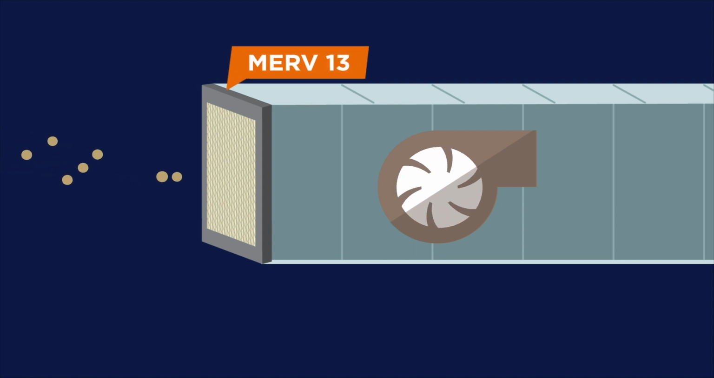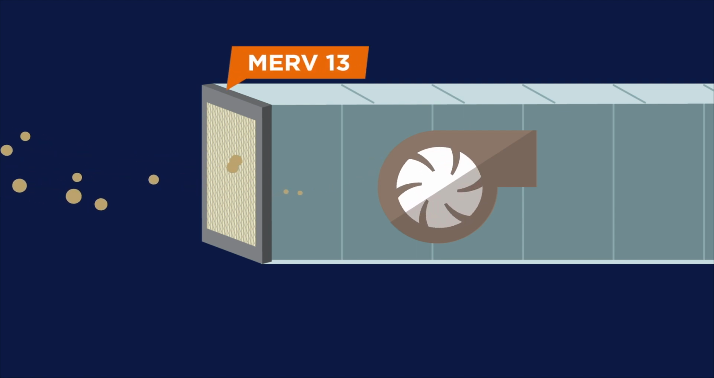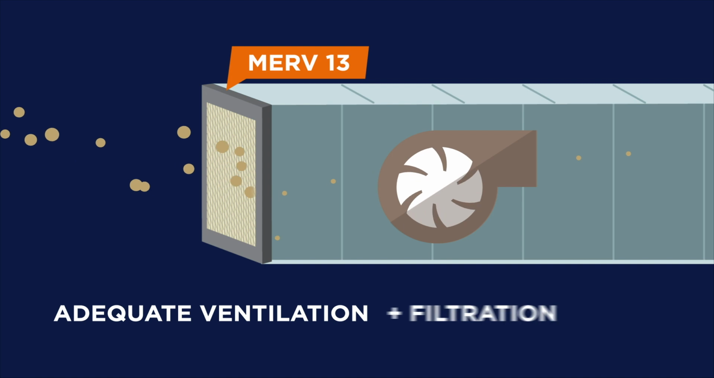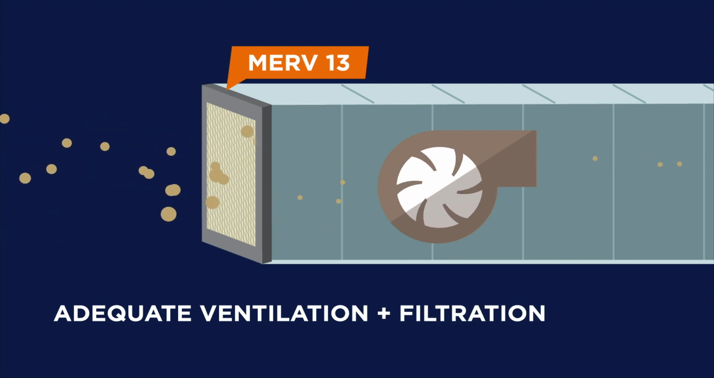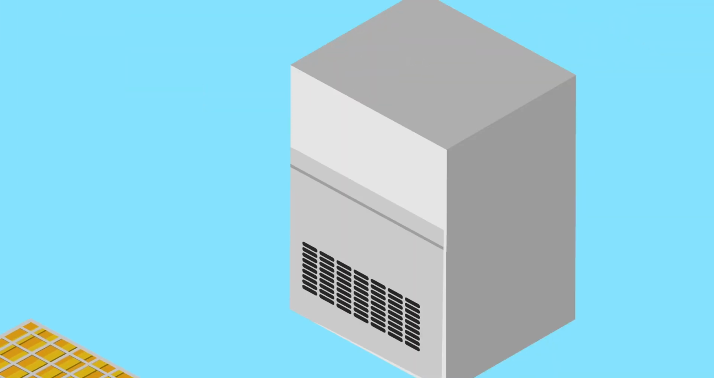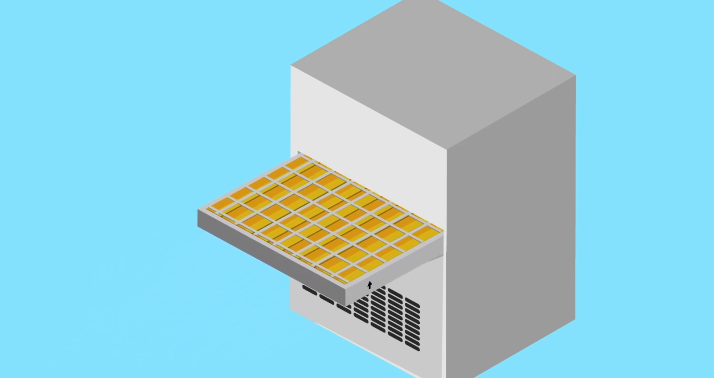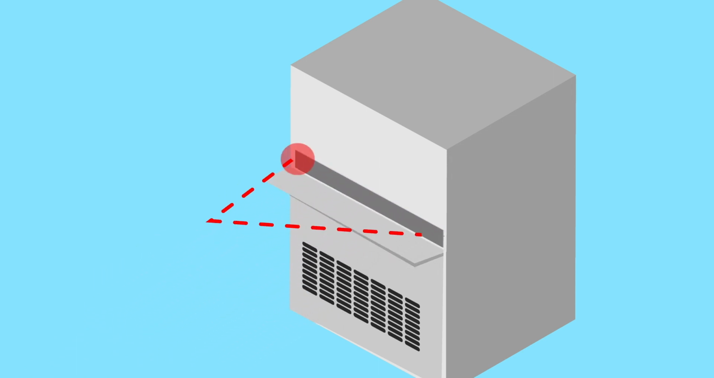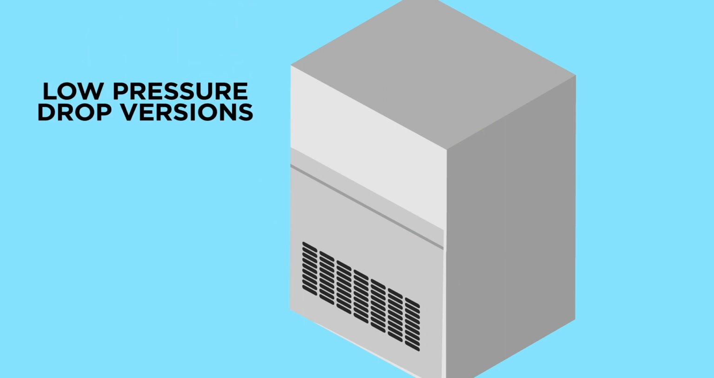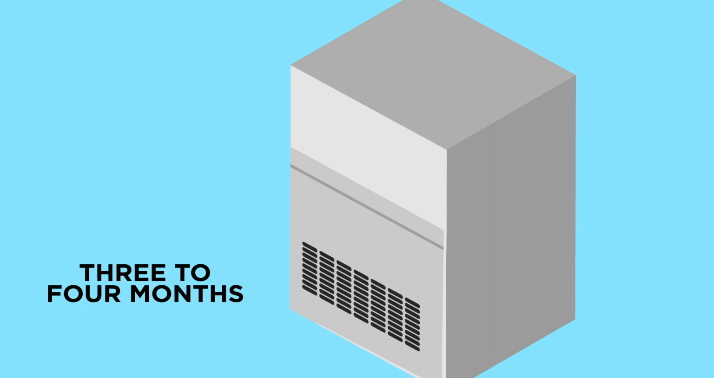Remember, the best indoor air quality is achieved when you combine adequate ventilation with MERV 13 or better filtration. Make sure filters are installed in the correct direction and fit properly with no gaps. Consider low-pressure drop versions that will work with most HVAC systems. Change filters every 3 to 4 months.